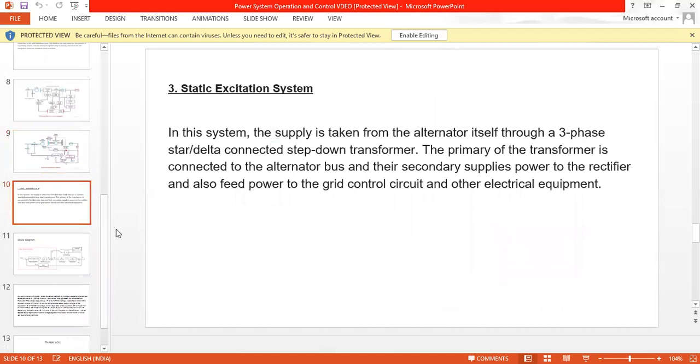Let me explain the static excitation system. Here, in this system, the supply is taken from the alternator itself through a three-phase star or delta connected step-down transformer. The primary of the transformer is connected to the alternator bus, and the secondary supplies power to the rectifier and also feeds power to the grid control circuit and other electrical equipment.